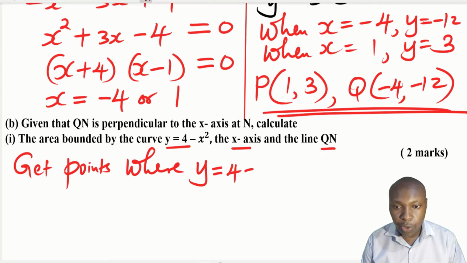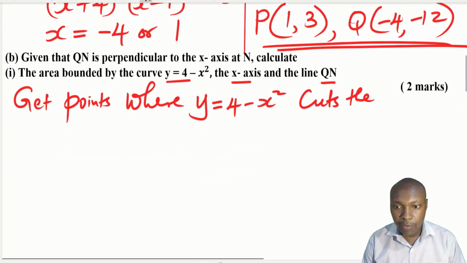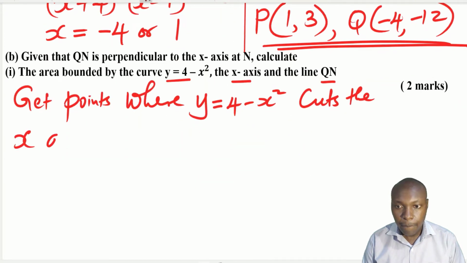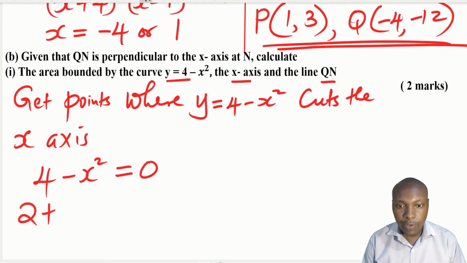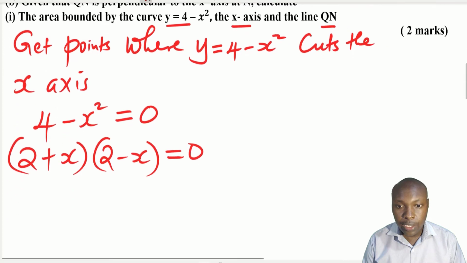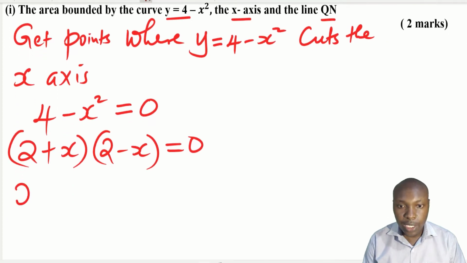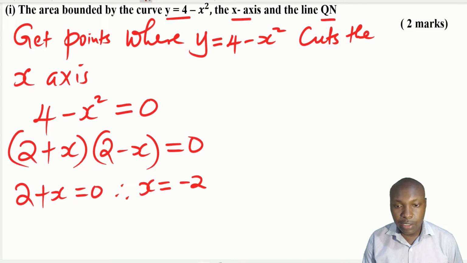So we get the points where y is equal to 4 minus x squared, that is the curve, cuts the x-axis. And to do that, at the point where it cuts the x-axis, the value of y is 0. So we equate that function to 0. So 4 minus x squared is equal to 0. And when you factorize, this is a difference of two squares, 2 plus x, 2 minus x. Factorizing that, you get two values of x. That is 2 points where that curve cuts the x-axis.